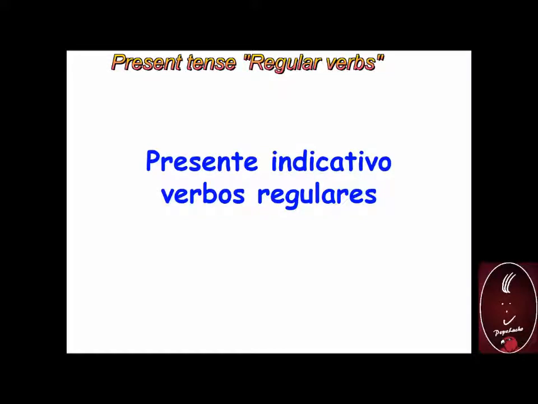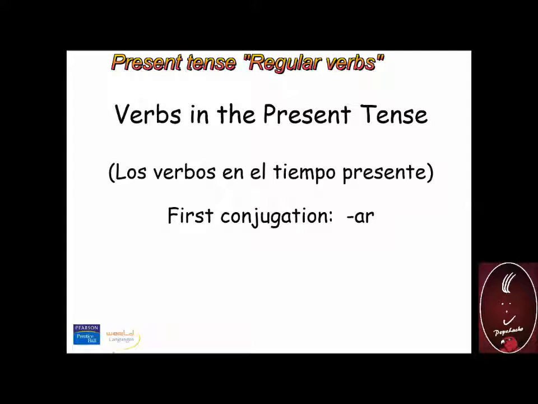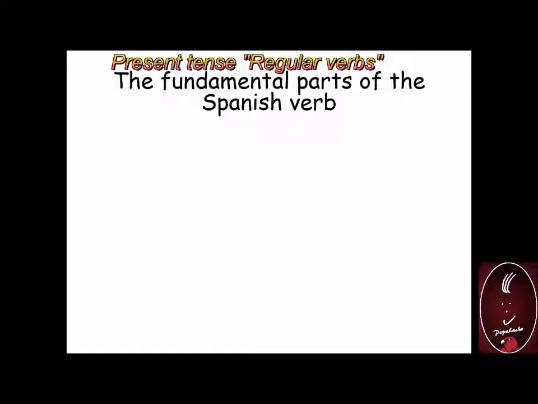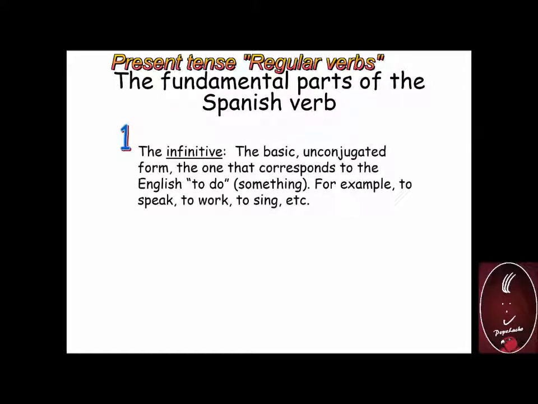In this tutorial, we're going to review the present tense of regular verbs in Spanish. We're going to start by reviewing the three fundamental parts of Spanish verbs. First, the infinitive form. The infinitive form is the basic part of the verb when the verb is not conjugated.